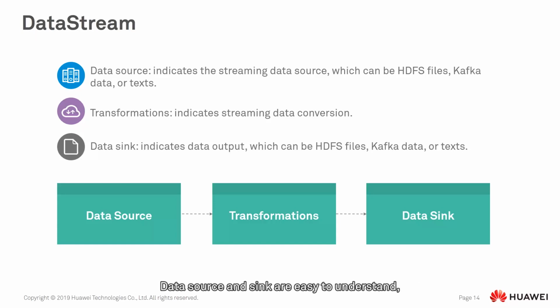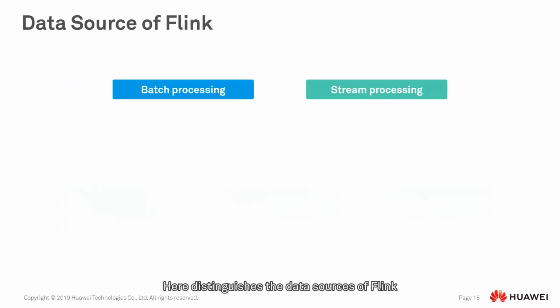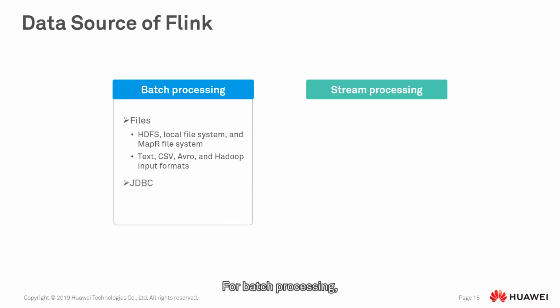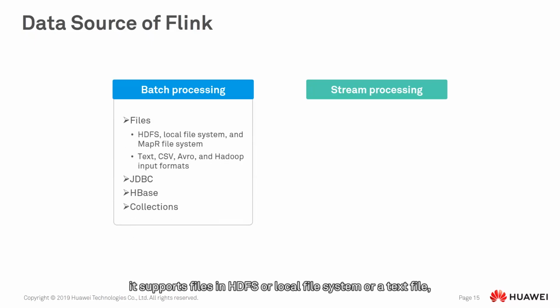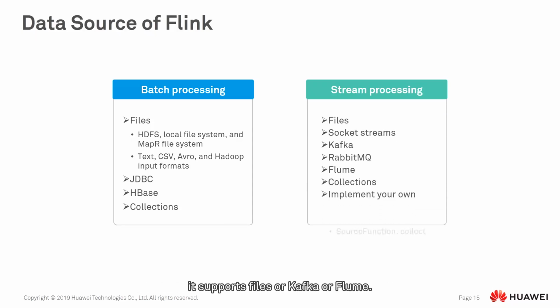Data source and sink are easy to understand, which could be HDFS files, Kafka, or text. Here we distinguish the data sources of Flink for batch processing and stream processing. For batch processing, it supports files in HDFS or the local file system, a text file, a CSV file, and it also supports JDBC, HBase, and maybe collections. As for stream processing, it commonly supports files, Kafka, or Flume.